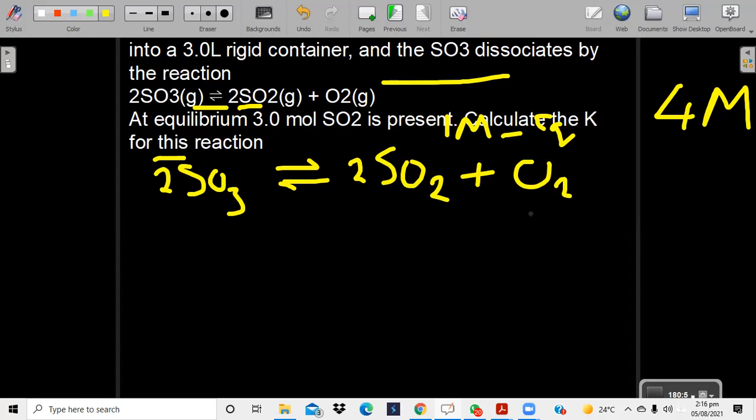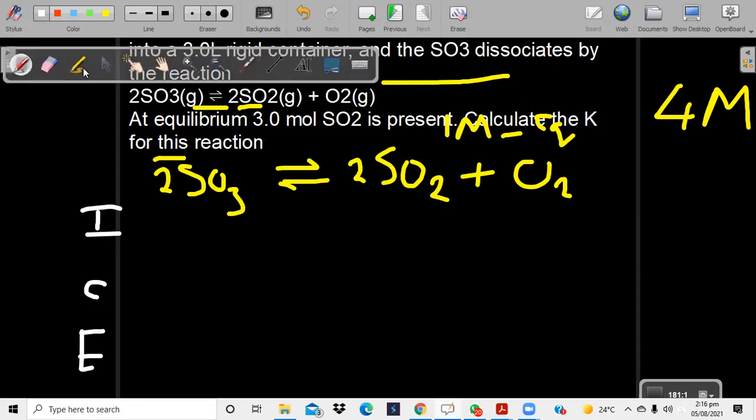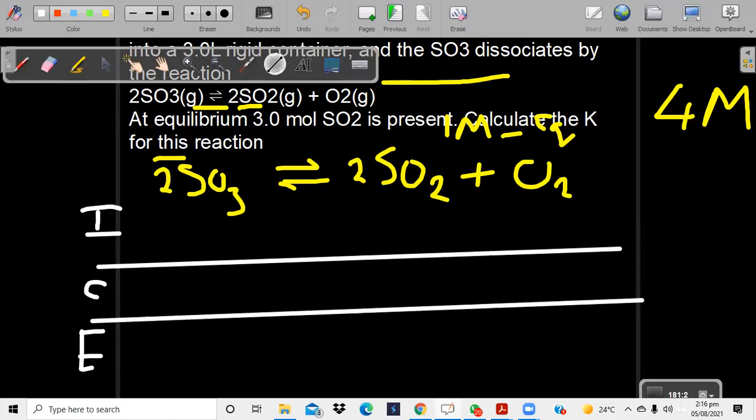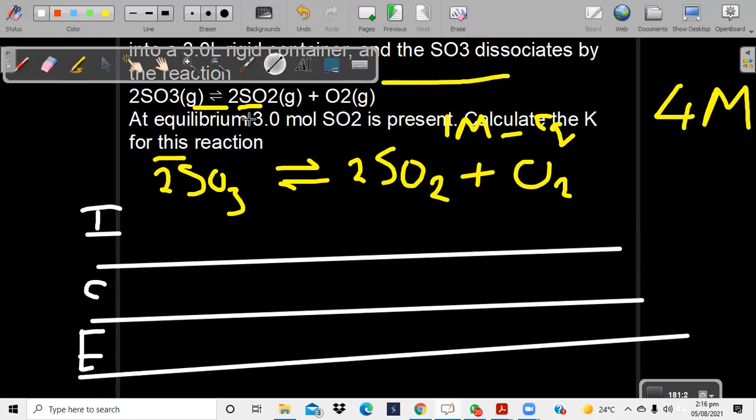All right. So what are we supposed to do? I said we're supposed to come up with the ice table, which implies that we're supposed to indicate our initial concentration, the change, and the equilibrium concentrations. Okay, we'll come up with variables that are going to help us to calculate K. So this is supposed to be a table. So we have our table here. And this should be separated as well.